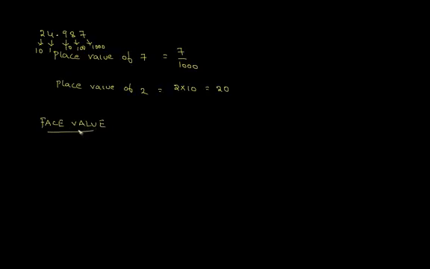Next, we see the face value, right? Face value is different from the place value. Place value always indicates the position. Face value always indicates its value. That's all. For example, if I take 8637, the face value of 6 is 6. The face value of the number will not change. So the face value of a digit is always fixed.